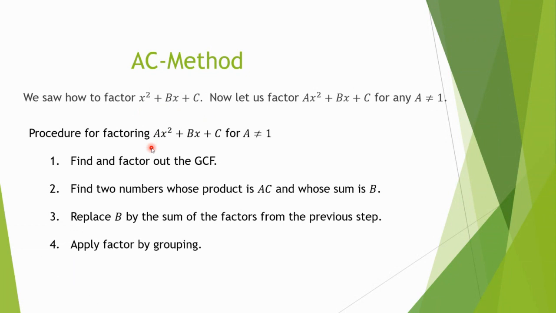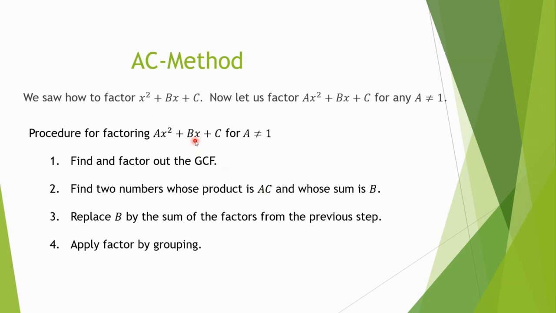So first, we find the GCF and factor it out. Here, actually, the GCF doesn't have to be 1, because you have a leading coefficient that's not 1. So it could be 1, the GCF, but it doesn't have to be. What you want to do is find two numbers. So you calculate the product A times C. You multiply them. You find two numbers whose product is A times C, and the sum is B. B is the coefficient of X.